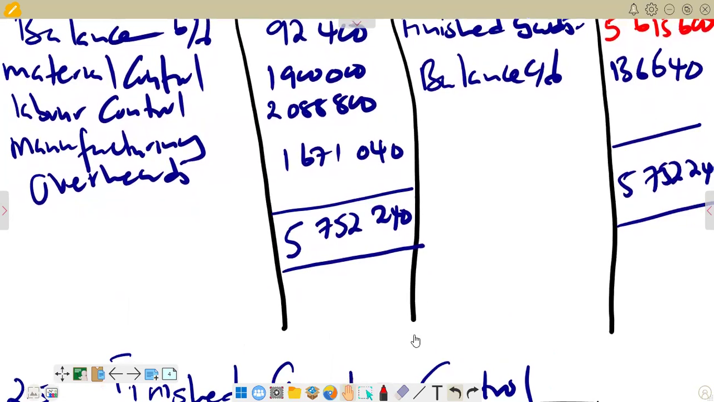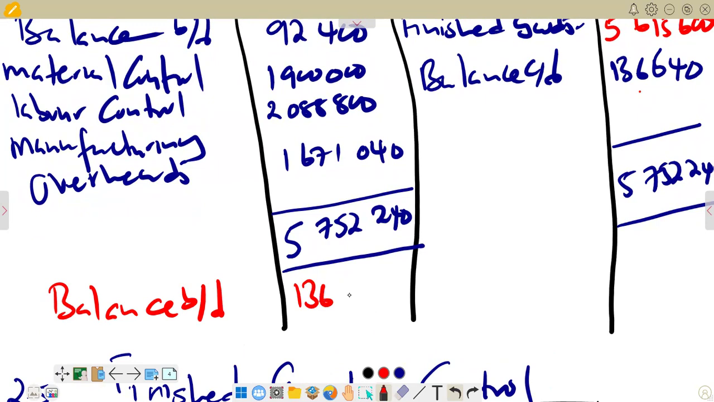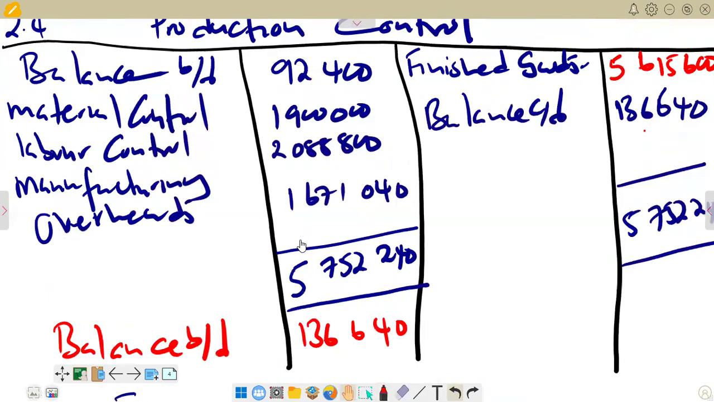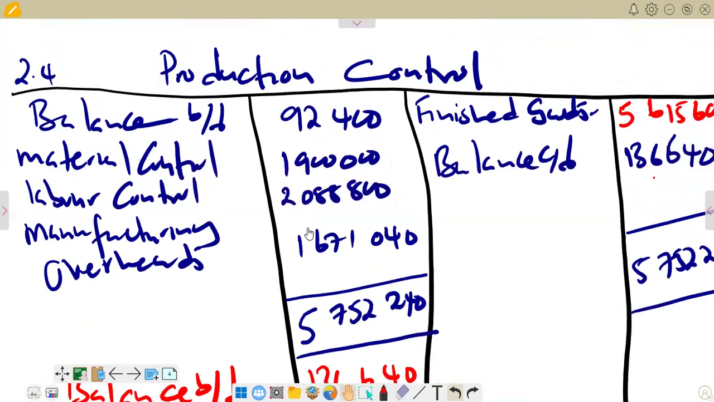So on the production control, remember the balance BD is supposed to come the other side, below the double lines. So we're saying balance BD, and we're saying take the same figure, 136,640. So it means our question is now complete. We've balanced all the accounts necessary. So I think everything was clear, very simple it is, and nothing very difficult on this question.